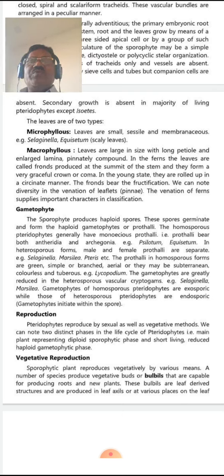The prothalli in homosporous forms are green, simple and branched. They are aerial. They may be subterranean, colorless or tuberous. For example, Lycopodium. The gametophytes are greatly reduced in the heterosporous vascular cryptogams. For example, Selaginella, Marsilea. Gametophytes of homosporous pteridophytes are exosporic, while those of heterosporous pteridophytes are endosporic. That means gametophytes initiate within the spores.